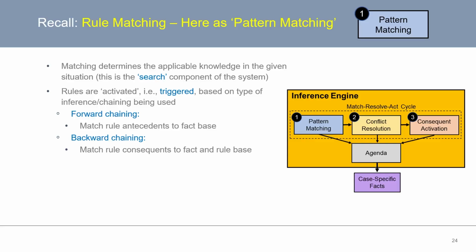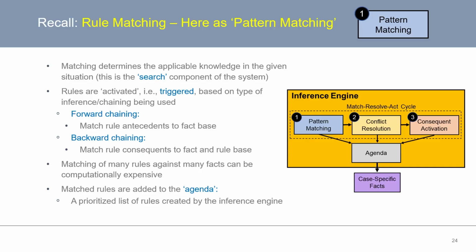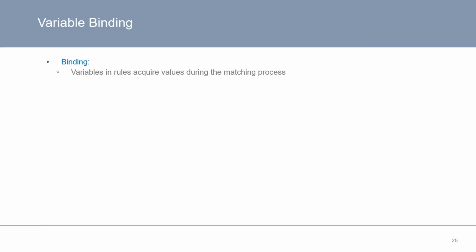Forward chaining matches rule antecedents to the fact base, and backwards chaining matches rule consequence to the fact base and the rule base. Of note, the matching of many rules against many facts in the knowledge base can be computationally expensive. And also, matched rules are added to the agenda, where the agenda is a prioritized list of rules created by the inference engine. An important part of this matching process is the concept of variable binding.